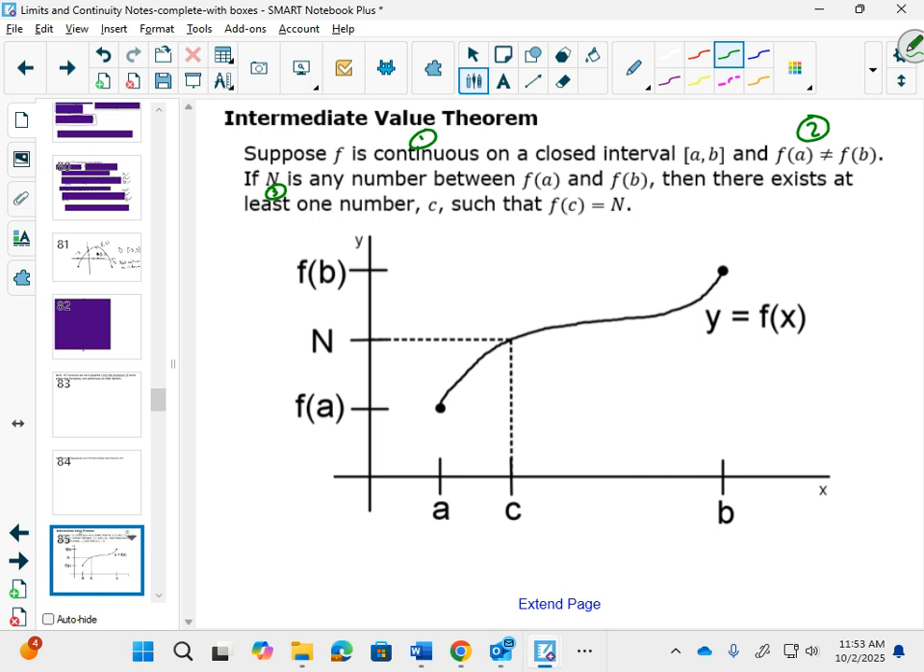So if you have a number in between f of a and f of b, and you are drawing, there is no way I can go from there to there without hitting that somewhere along the way. And that is the statement: there exists at least one number c such that f of c equals n. So if we can show those three things, then common sense will prevail and something has to exist.